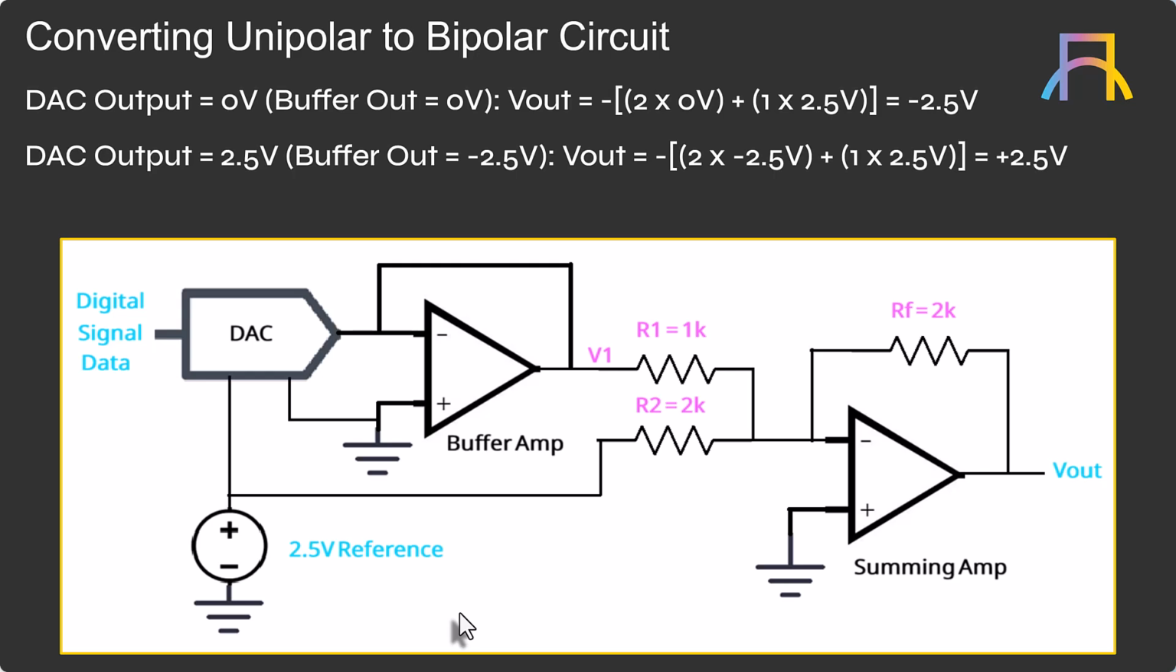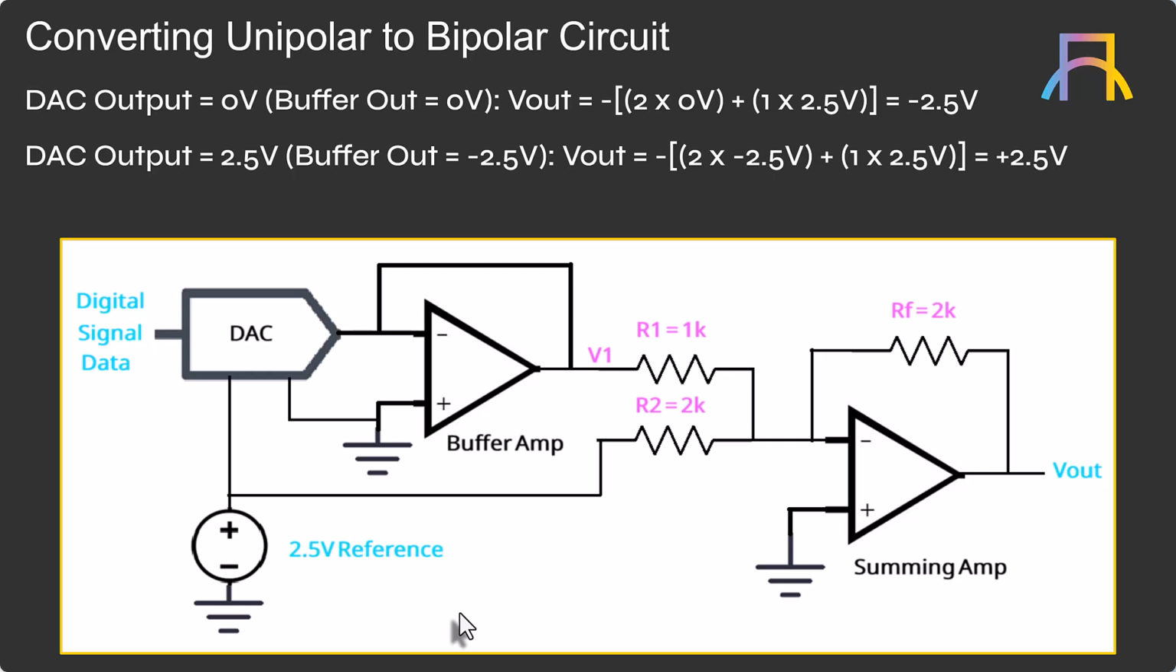Now, when we apply our summing equation that we looked at on the other slide, we're going to get -1 times 2 times 0 volts, which is 0, plus 1 times 2.5 volts. The 1 is basically the gain of 1. So we basically get 2.5 volts, but it's inverted, so we get -2.5 volts. So now we're getting a negative voltage on the output.